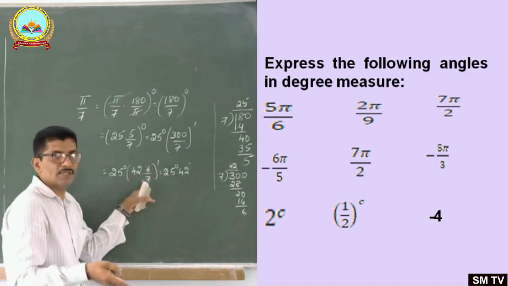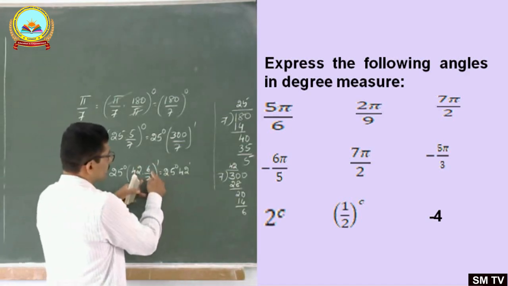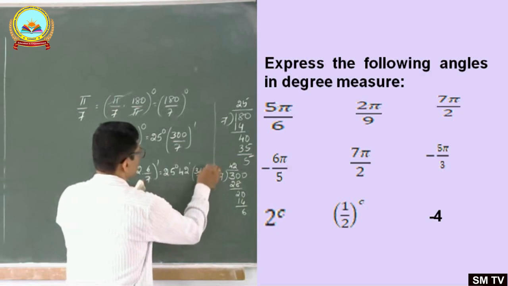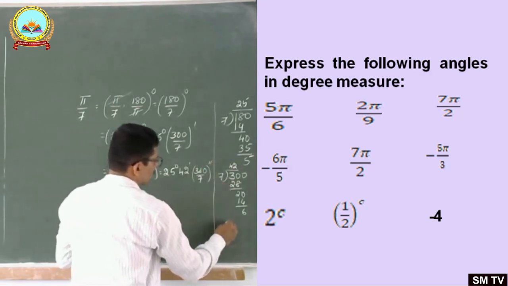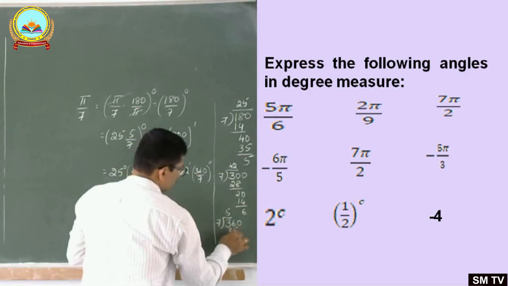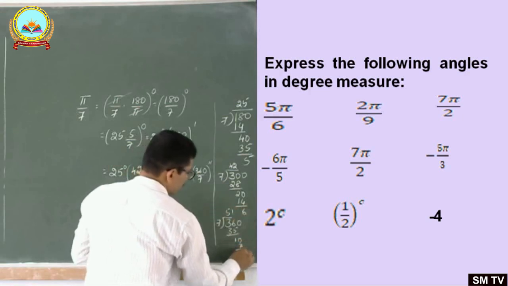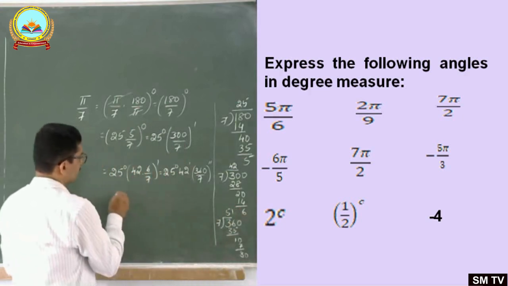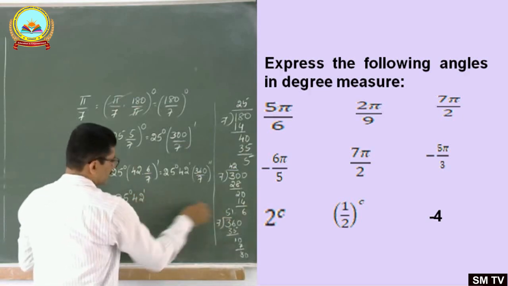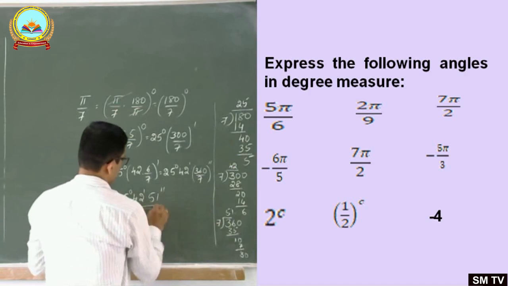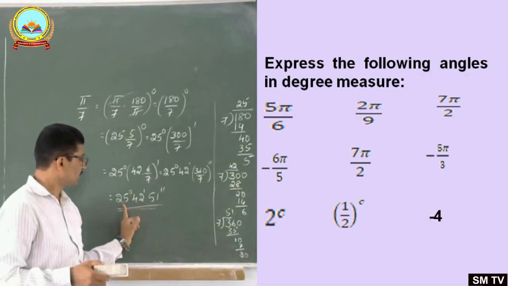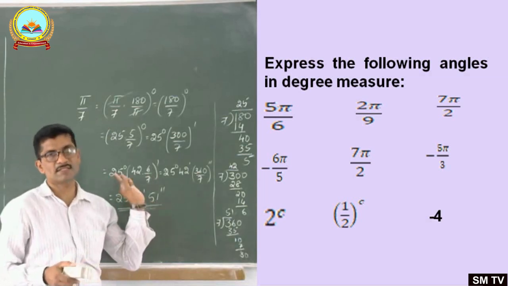Fraction of a minute is converted into seconds. Therefore, multiplying 60 into 6 means 360 divided by 7 seconds. Here again using the division algorithm, 360 divided by 7, 7 into 5 is 35. You get 1, 7 into 1 is 7, you get 3, 0, it means it is less than 5. Therefore, approximately 25 degree, 42 minutes, complete seconds is 51 seconds. Therefore, pi by 7 radian is converted into degree form: 25 degree, 42 minutes, 51 seconds.